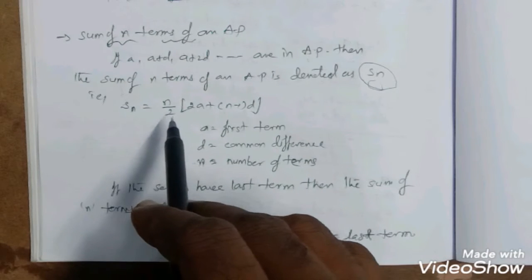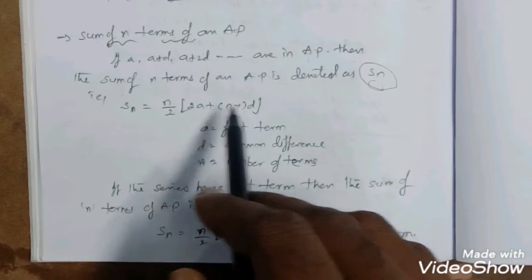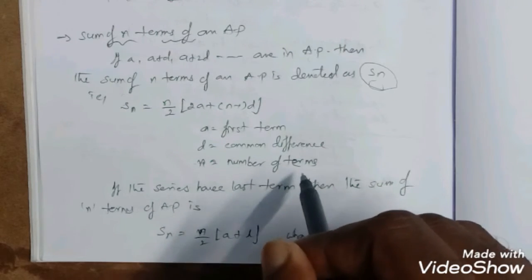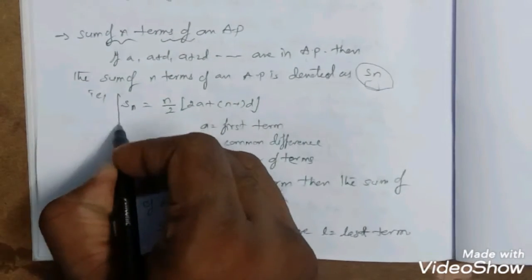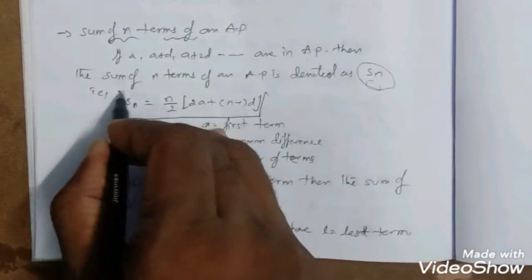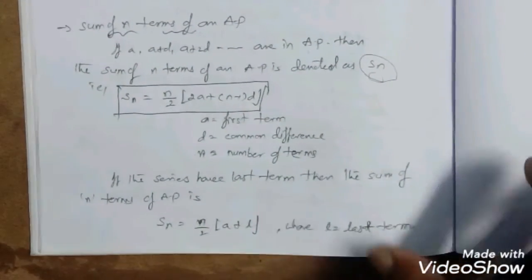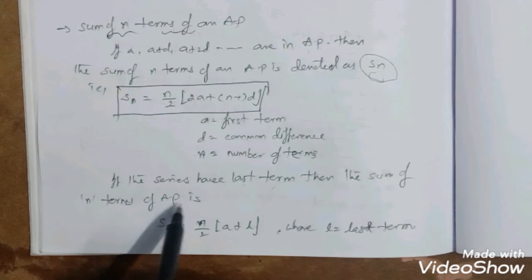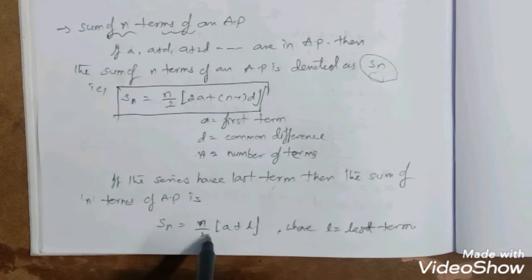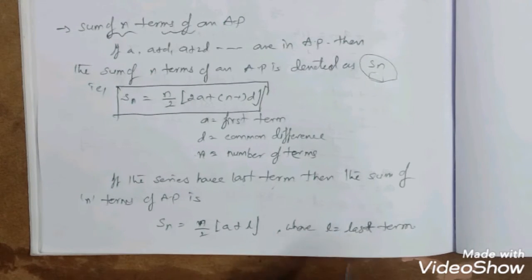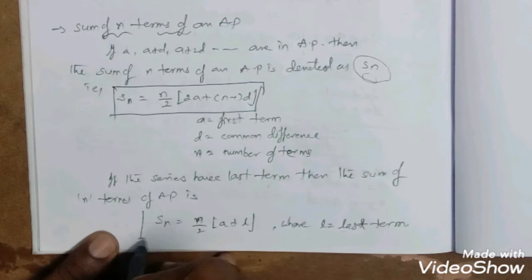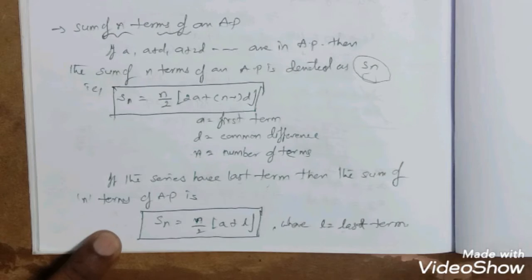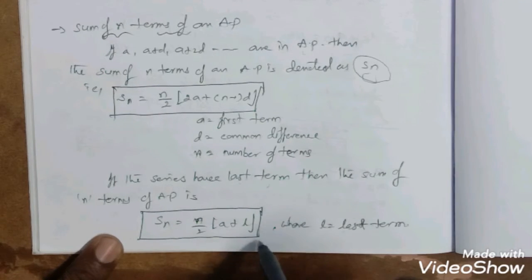That is Sn is equal to n by 2 into 2a plus n minus 1 into d. Where a is nothing but the first term, d is nothing but common difference, n is nothing but the number of terms. So this is the formula to find sum of n terms of an arithmetic progression. Right, now here if the series have the last term, then the sum of n terms of arithmetic progression is Sn is equal to n by 2 into a plus l, where l is nothing but the last term. So in a series, if you have any last term, then we can say the sum of n terms of an arithmetic progression we can write as Sn is equal to n by 2 into a plus l.